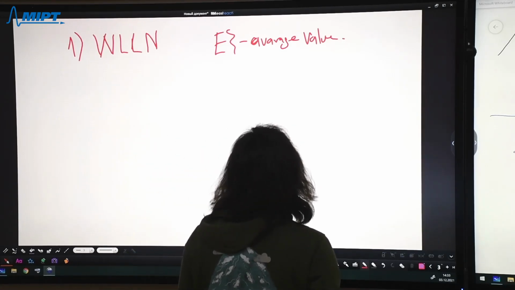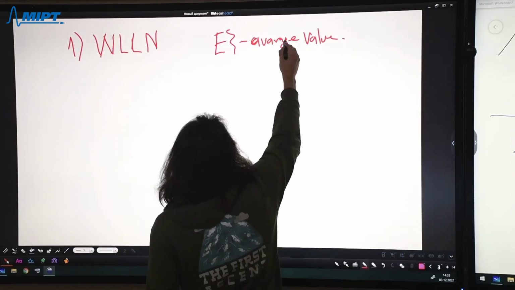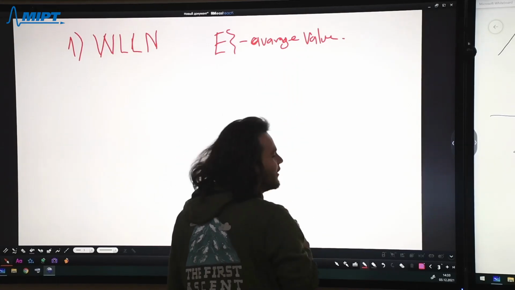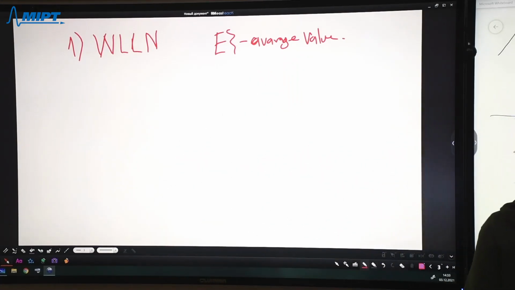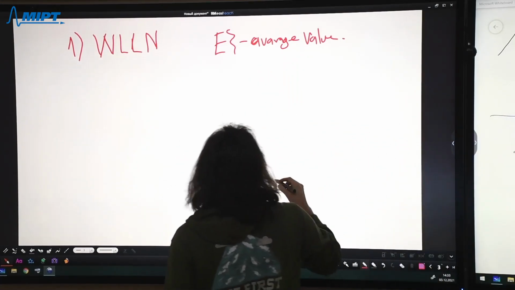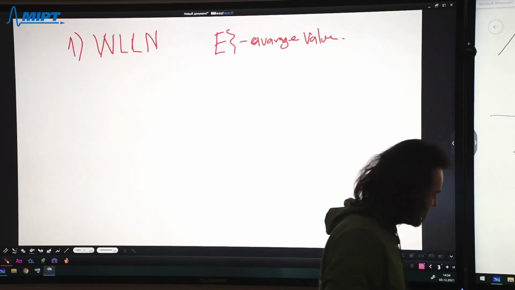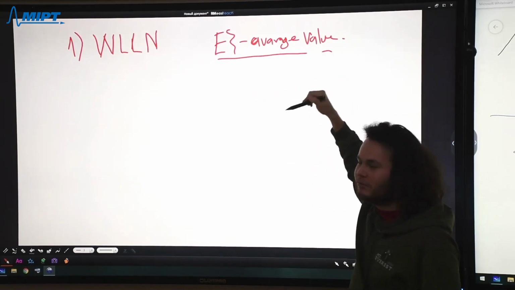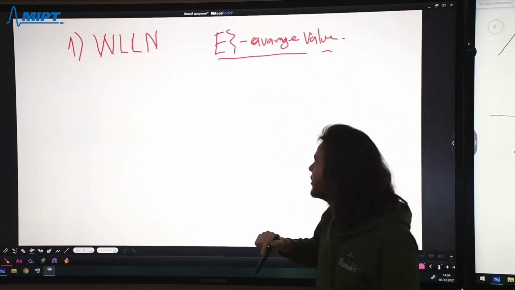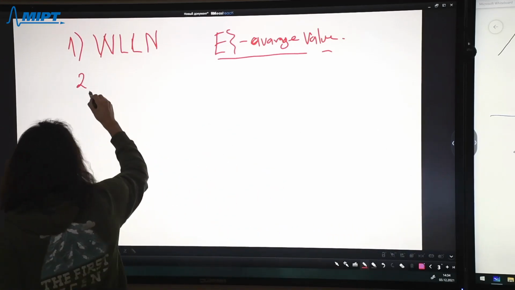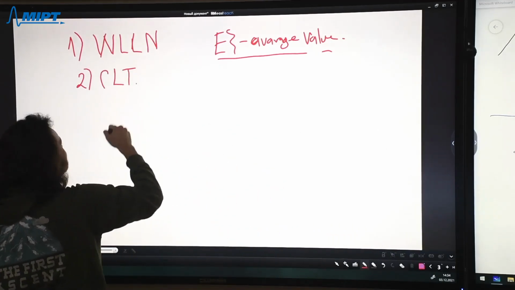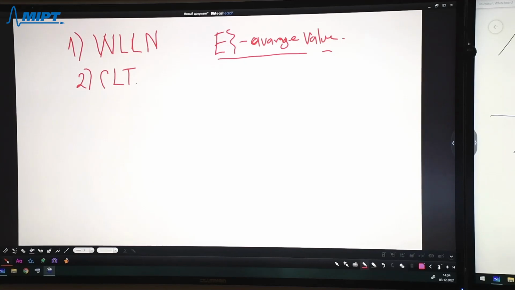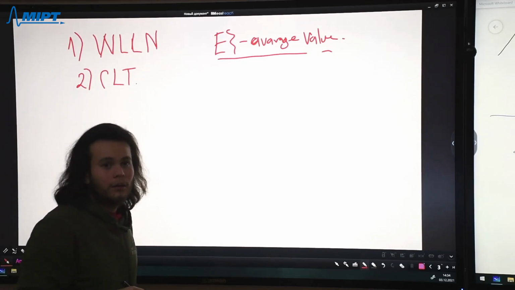Average. Wait, I don't know if that's correct. Anyway, you know how to write. So this is the average value, right? This is the first result: the expected value of psi is the average value of psi. And the second thing is the central limit theorem. The weak law of large numbers is that the expected value of psi is the average.